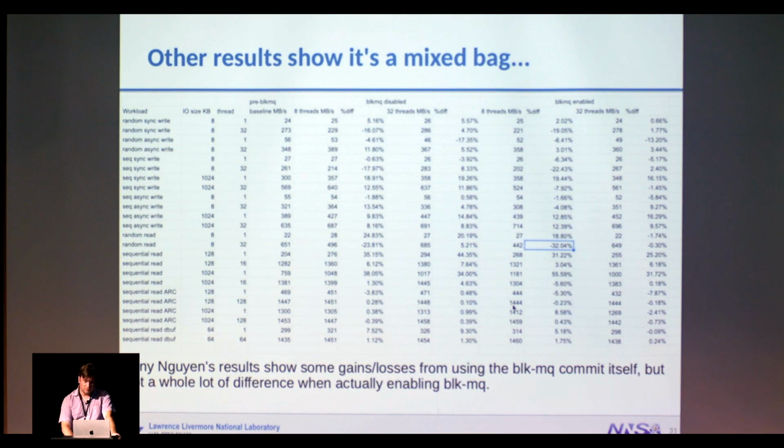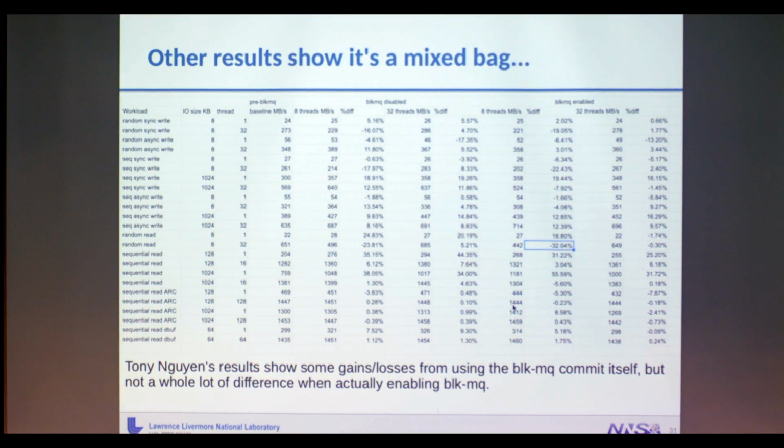Okay, so those were all sequential. These are some numbers that Tony Nguyen ran. These are a bunch of different tests that he ran. I don't want to get into the actual numbers because it's all over the board, and that's kind of the point. The point I want you to take away from this is that block multiqueue is not an instant win. You really have to try it with your workload. It may be a lot worse for random reads and writes. If you're running ODirect, you probably don't even want to use it.